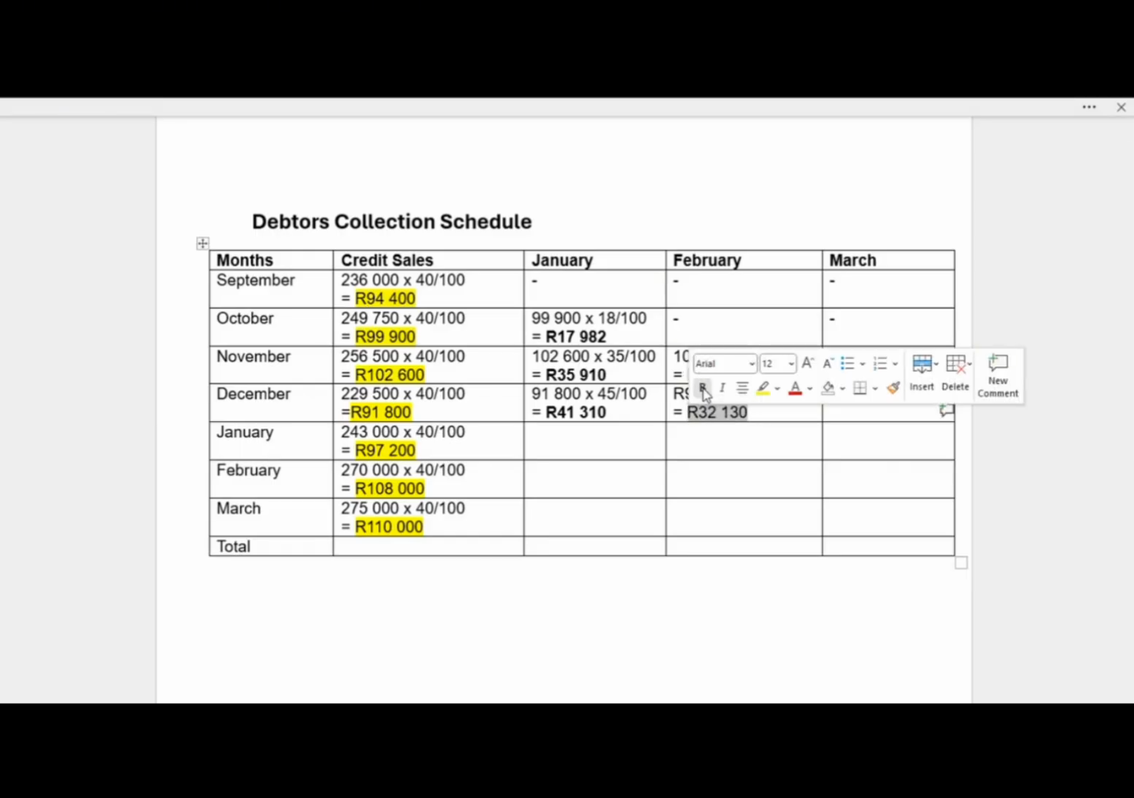All right. And then the third month you are collecting, remember, 18. So it's going to be 91,800 multiplied by 18 divided by 100. All right. Just adjust that a bit.